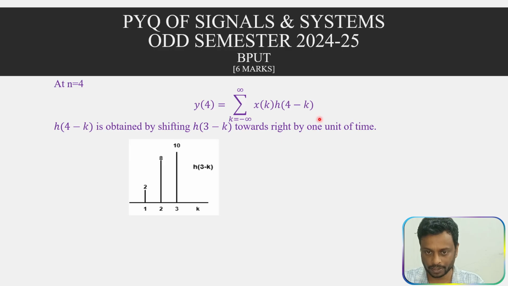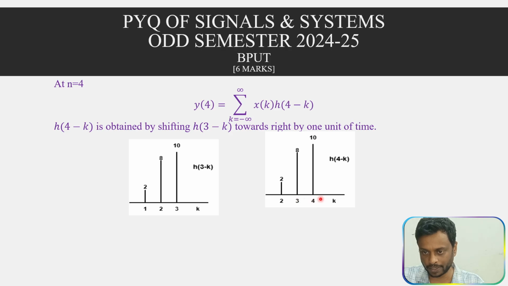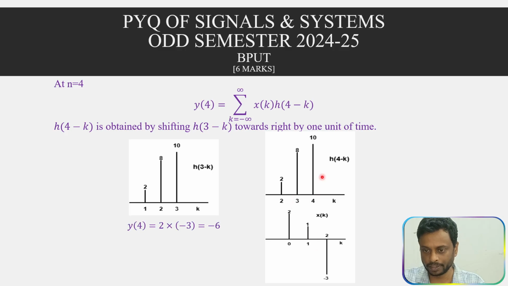So you can see that this is our h of 3 minus k; just shift towards the right by 1 unit of time. So it will be 2, 3, 4. Next, we will multiply this with x of k. This is x of k. So the common point is only 2. So 2 into minus 3, that will be minus 6.